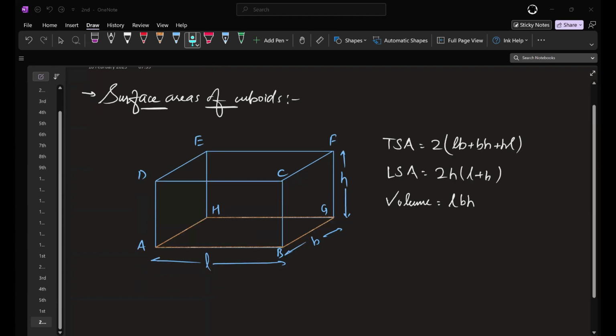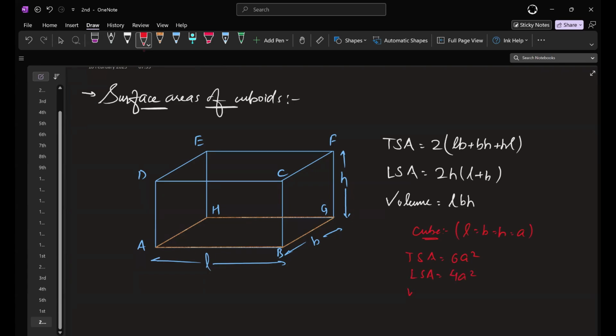Since we have done this, now I'm not going to write everything for a cube, because that will just be a repetition of the whole thing. In a cube, L is equal to B is equal to H is equal to A. So TSA is going to be 6A square, LSA is going to be 4A square, and volume is going to be A cube. As simple as that.